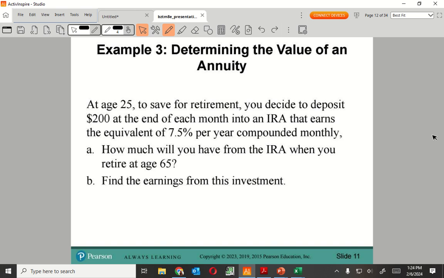Okay, anyway, so determine the value of an annuity. An annuity is something that you are paying to yourself in the future. It's an investment. At age 25, you save for retirement. You decide to deposit $200 at the end of each month into an IRA that earns the equivalent of 7.5% per year compounded monthly. How much will you have from the IRA when you retire at age 65? And then the next part is find the earnings from this investment.